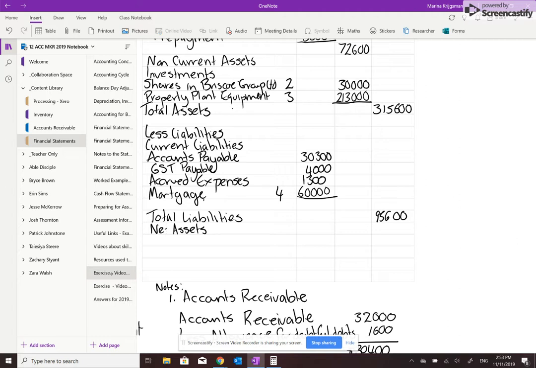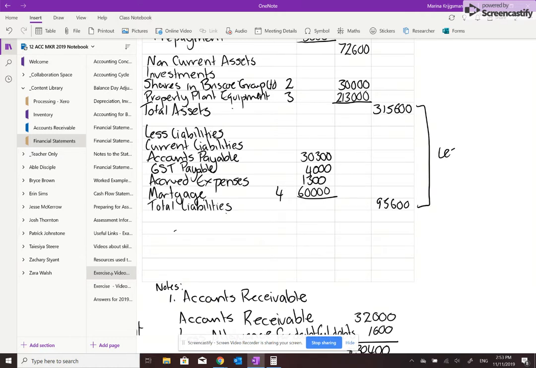Okay, I'm just going to shift this up a wee bit. Otherwise, we're not going to fit in my equity stuff. So total liabilities of 95,600. And so we're going to take these away from each other, so less or subtract them to get our net assets. Okay, so now you may not have to do a complete statement of financial position. You might just have to do part of it. So it pays to actually practice doing a full one and a part one.